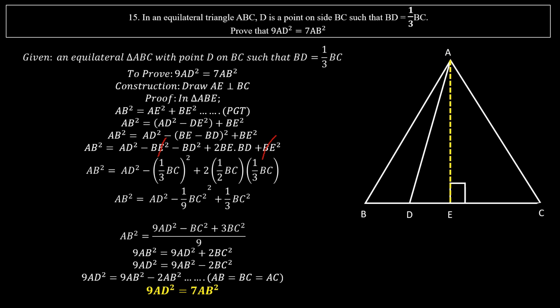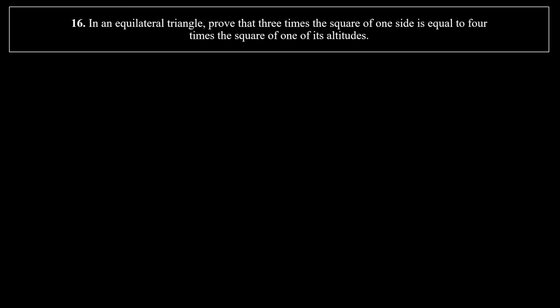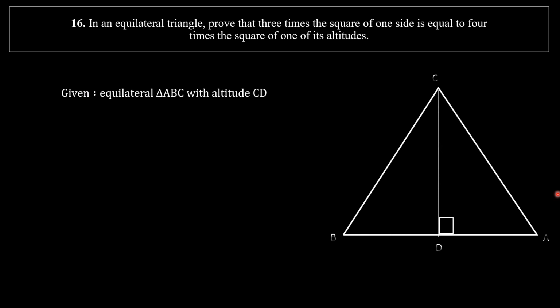So let's take the last question. Again, of an equilateral triangle, prove that 3 times the square of one side is equal to 4 times the square of its altitude. Since it is an equilateral triangle, all the three sides are equal, all the angles are equal, all the altitudes are equal, and altitudes are medians also. This property should be kept in mind. So we are given, let ABC be an equilateral triangle with altitude CD. We need to prove thrice of AC square is equal to 4 times altitude square, that is 4 CD square.